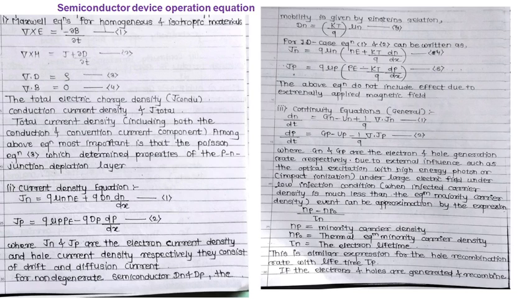The second one is the current density equation. The Jn and Jp equations we have already gone through in terms of Dn and Dp, the diffusion coefficients for electrons and holes. This equation we can also write in terms of Einstein's relation, and using the Einstein relation for Jn and Jp, equations 4 and 5 are shown. These equations do not include the effect of an externally applied magnetic field, but that is very important when we go for the device operation of a semiconductor material.